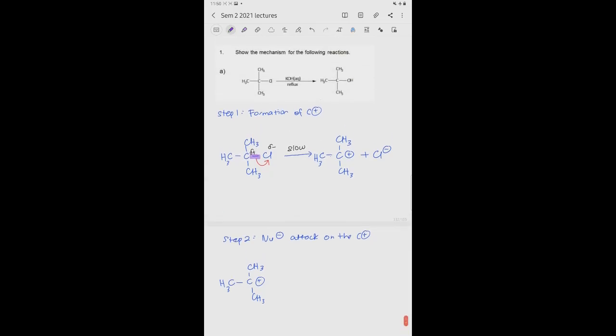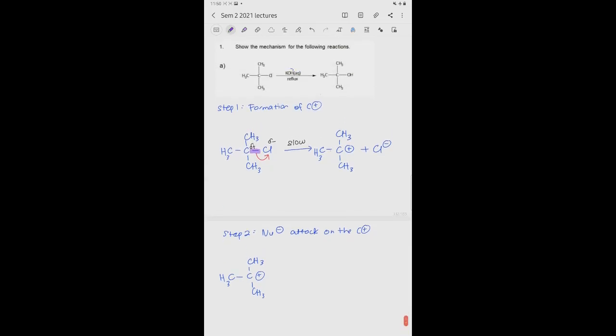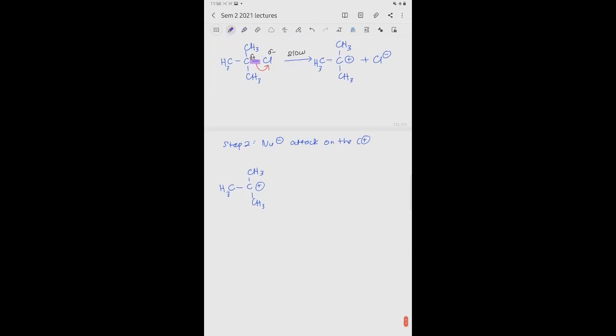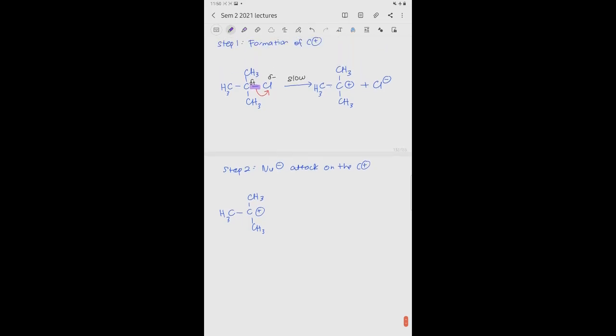Go back to the question. We have the reaction with KOH. So the nucleophile used in this reaction is actually the OH minus. So I will use OH minus only. So in the second step, the carbocation reacts with the OH minus, which is the nucleophile. So what happened here?